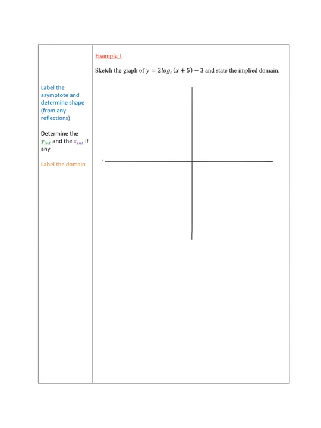If we're now sketching the graph of y equals 2 log e (x plus 5) minus 3, we need to consider what the question's asking us. So, very simply, we're asked to sketch the graph, and we're also asked to state the implied domain. The graph in question is 2 log e (x plus 5) minus 3.